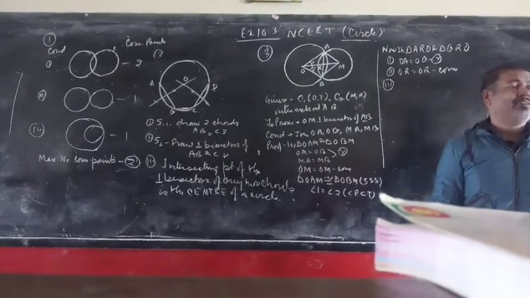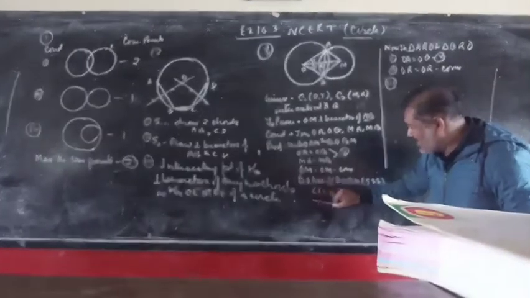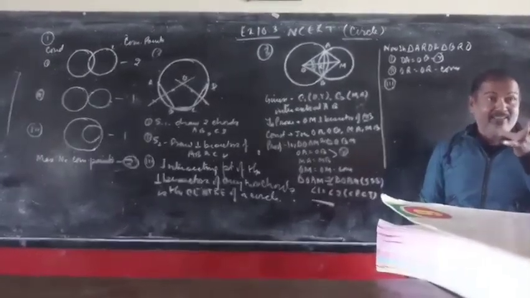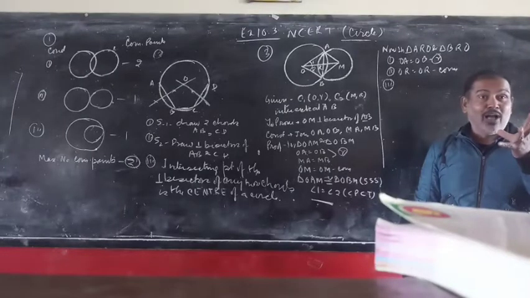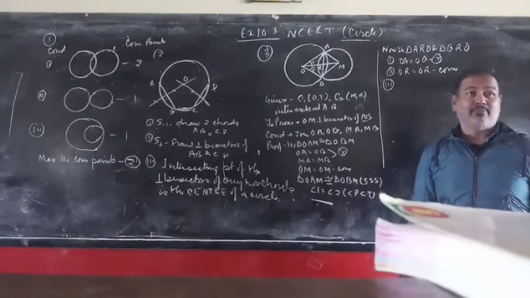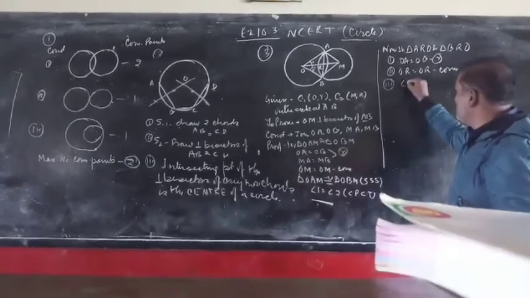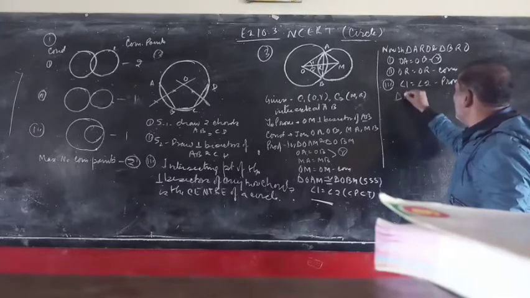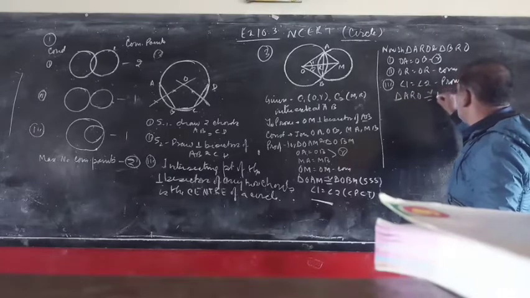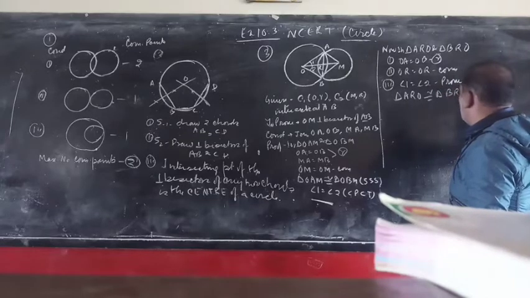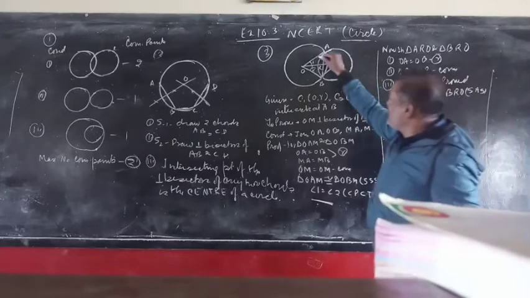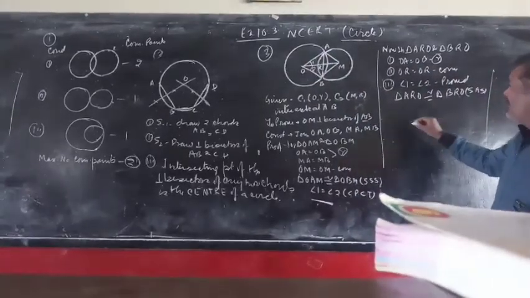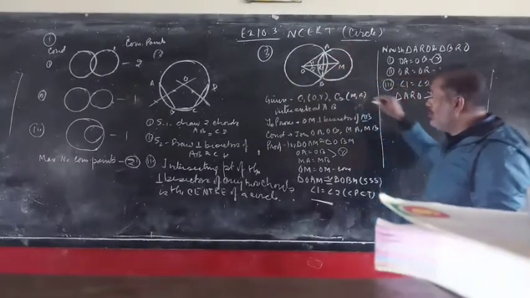Aditya: Sir, angle 1 is equal to angle 2. Please open your eyes properly. Angle 1 is equal to angle 2. It is proved. So triangle ARO is congruent to triangle BRO because of SAS, side angle side. Clear?